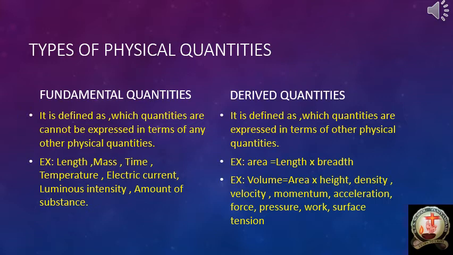Here I explained the fundamental physical quantities and derived physical quantities. I gave some examples also. Quantities that cannot be expressed in terms of any other quantities are the fundamental ones. Quantities that are expressed in terms of others are the derived physical quantities. From both types of physical quantities I gave examples.